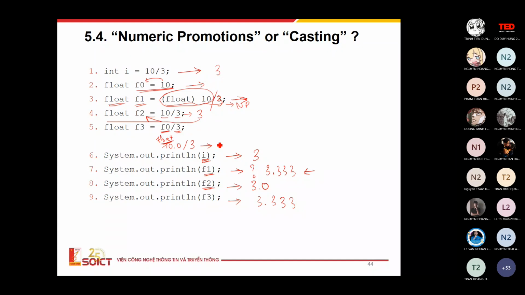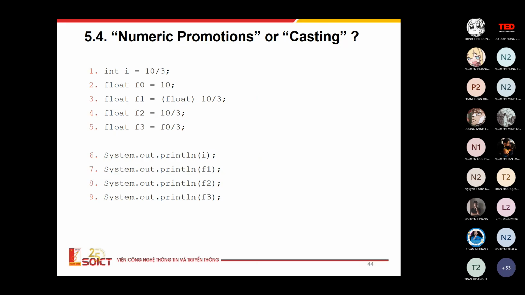3 is converted to float. Yes. So the result will be a float type, and the value is 3.333. Yeah, correctly. So this is the result, okay? And this is correct. Okay, so remember what casting is and what numeric promotion is, for example. Okay, and this is the result.